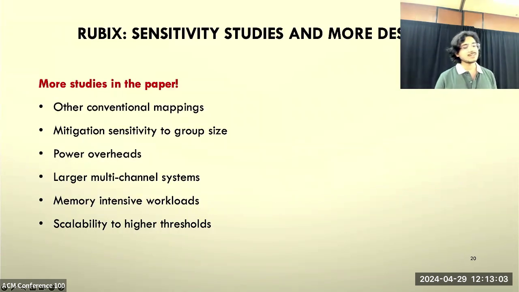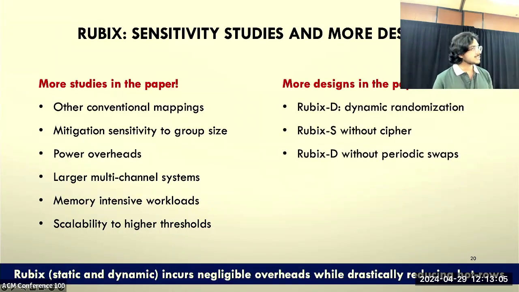We also have several other designs that break the spatial proximity between the lines that reside within a row in the paper. So we have Rubix S, right, which is static randomization. So naturally, we also have a dynamic randomization scheme, which is Rubix D, and it has some nice properties. So I refer you to the paper for the details.